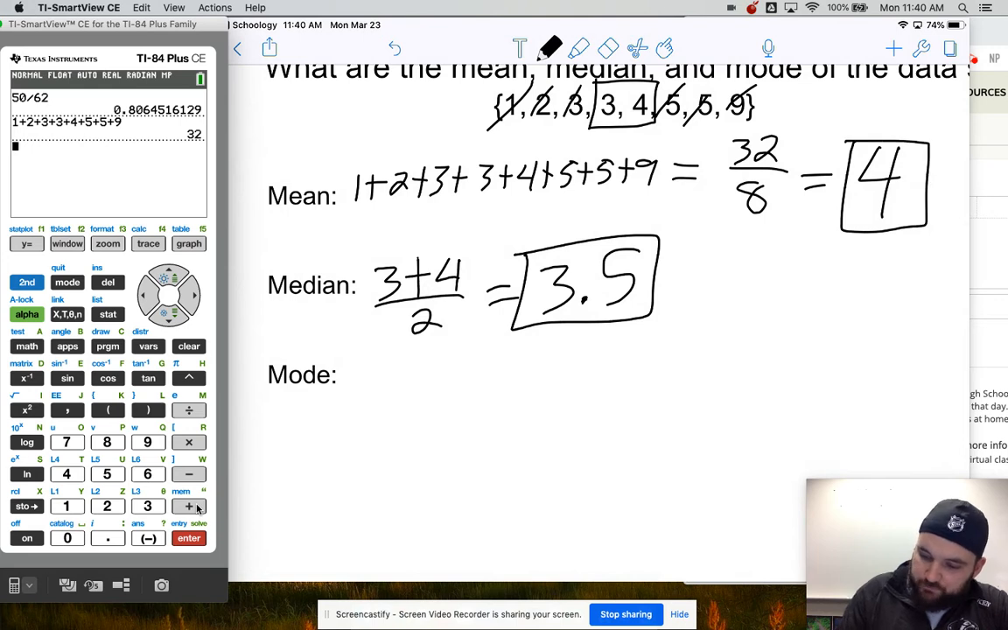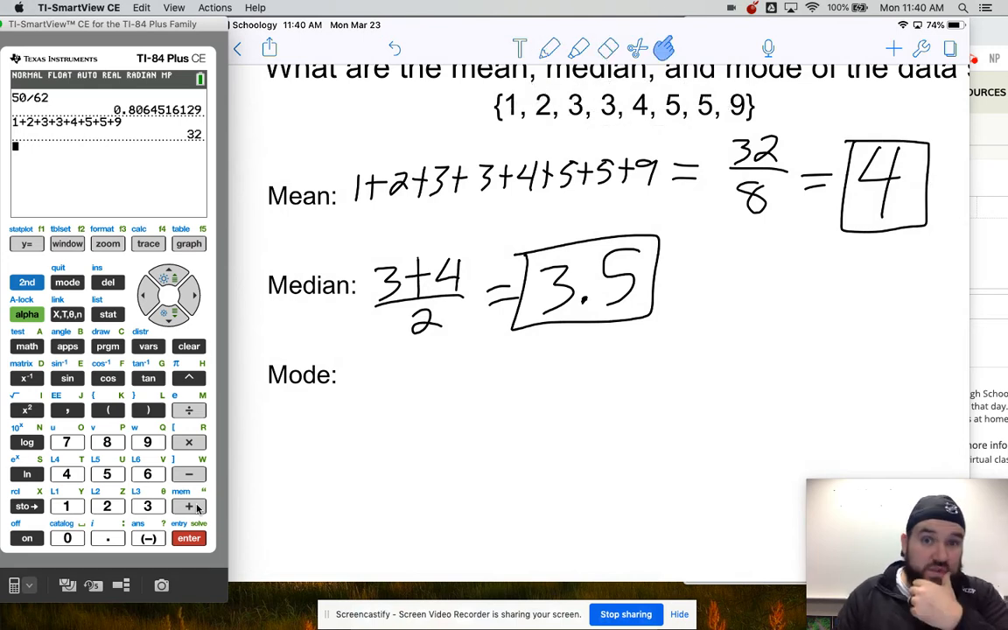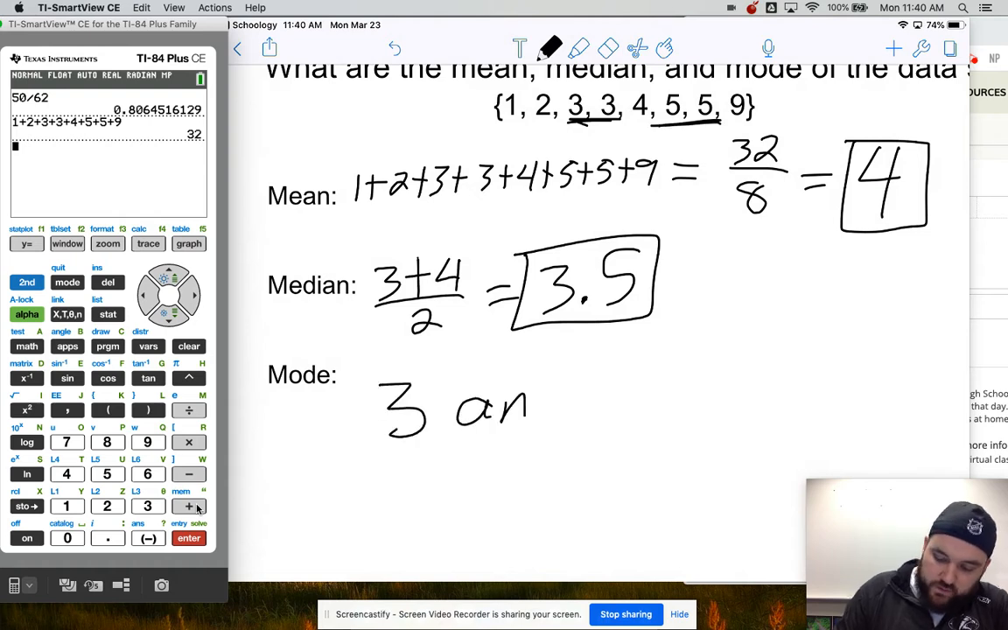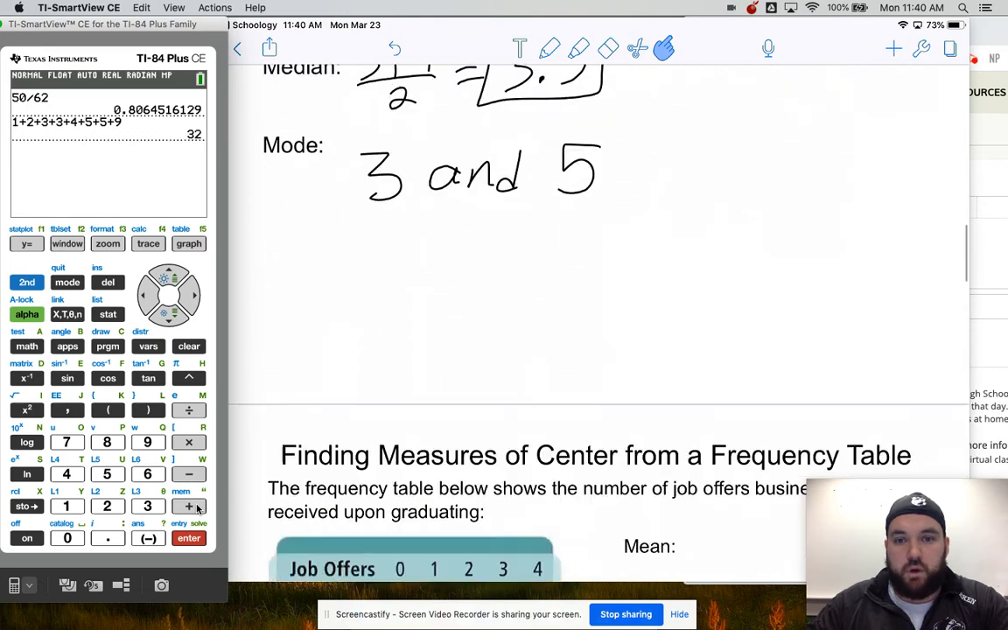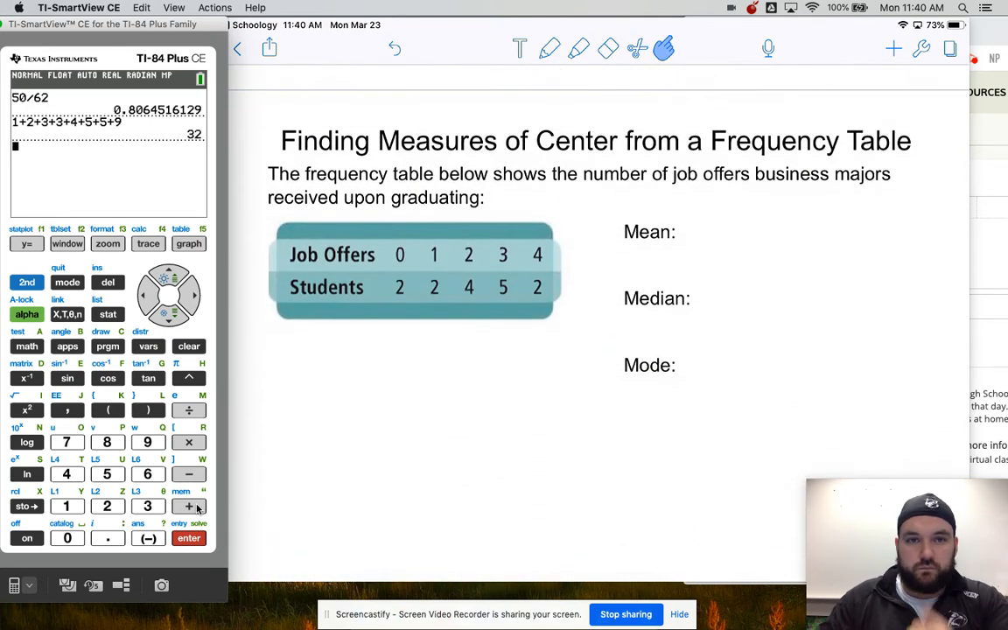4 is the mean. And then finally, mode is simply the number that shows up the most often. What number shows up the most often? And there's actually 2 modes here because 3 shows up twice and 5 shows up twice. So this is a data set that has 2 modes. So mean, add them up, divide; median, cross them off, find the middle number; and then mode is what happens the most often.